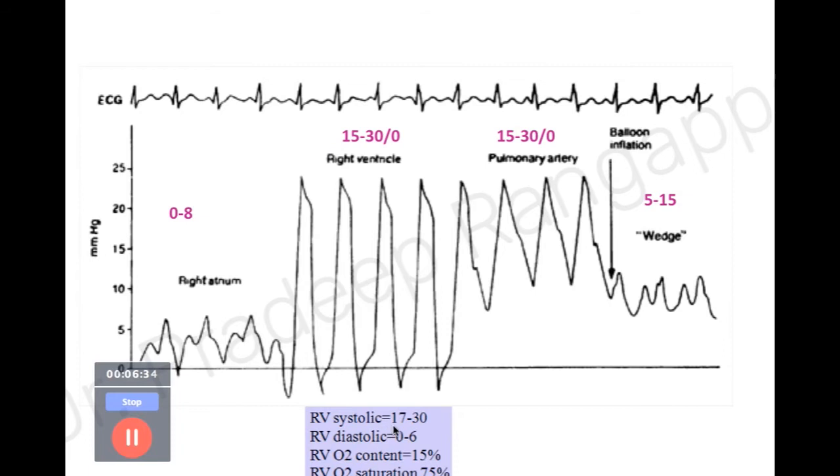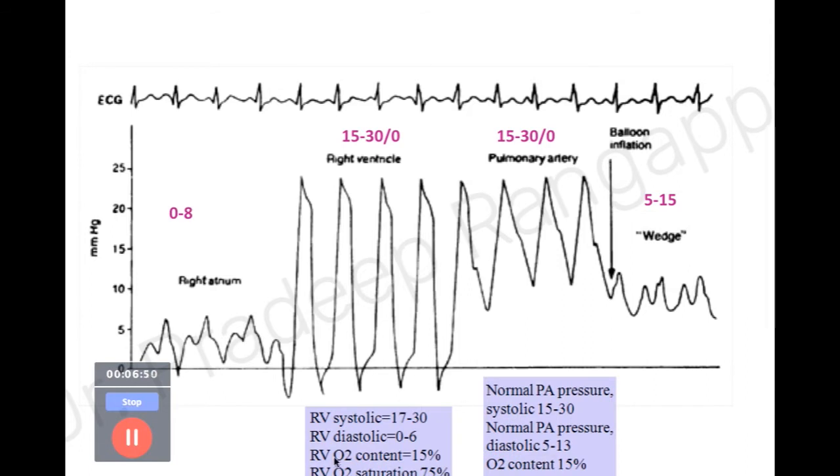So RV systolic pressure is around 17 to 30 normally. Diastolic is 0 to 6. And the RV oxygen content is 15%. The RV oxygen saturation is 75%. So this is in the RV, where the PA is sitting in the RV. And in the pulmonary artery, the normal pulmonary artery systolic pressure is 15 to 30. Diastolic is 5 to 13. Oxygen content is very similar to the right ventricle, 15%, and 75% is the oxygen saturation.